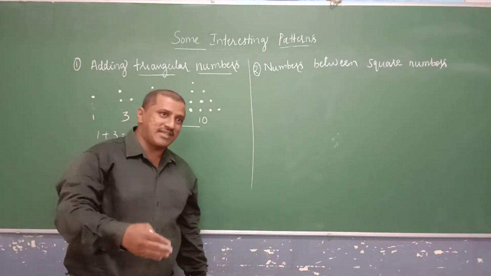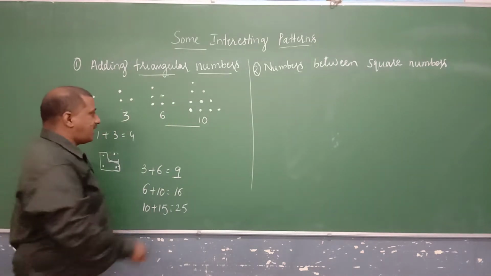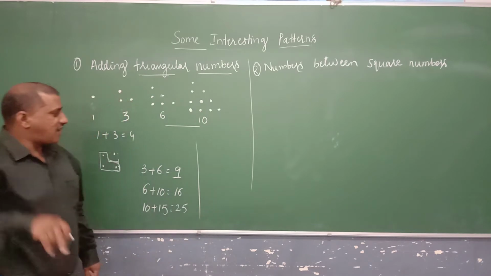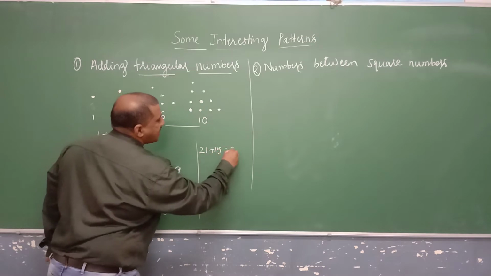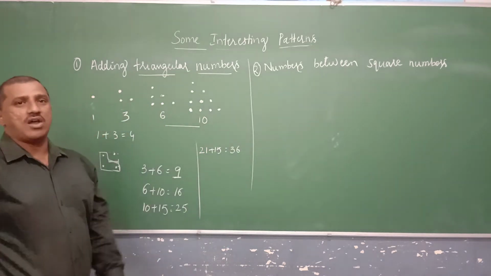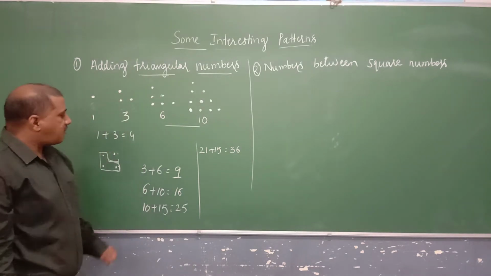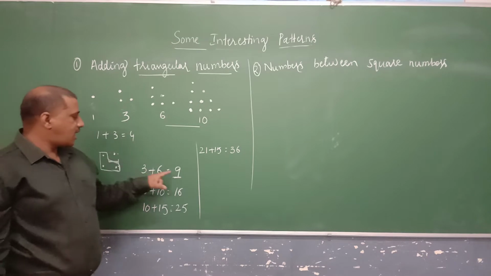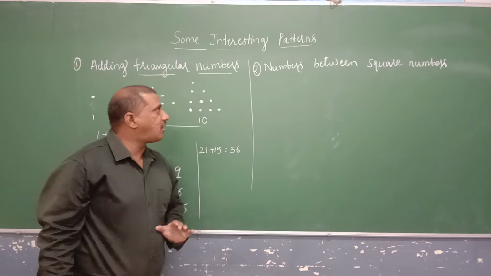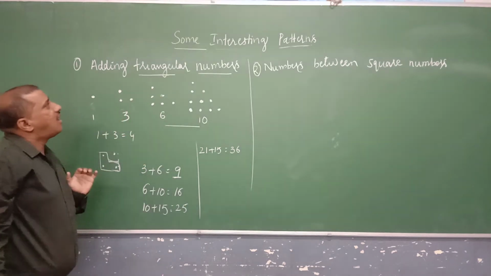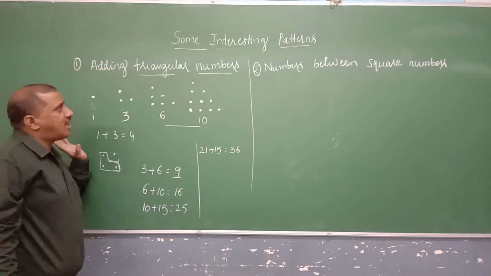Children, can you guess what will be the next triangular number after 15? Yes, it is 21. If you add 21 to this 15, we get 36. Thus 36 is also a perfect square number. So we find these pattern numbers as perfect squares like 4, 9, 16, 25, 36, 49 and so on. So this is one interesting pattern where we find the square numbers. I hope you understand this pattern.